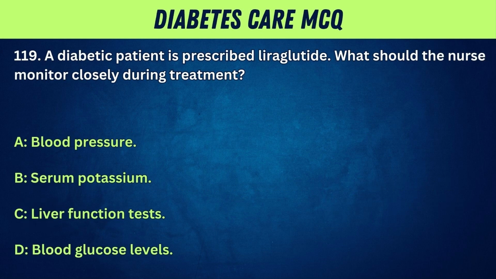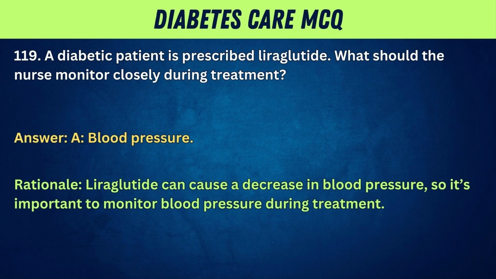119. A diabetic patient is prescribed liraglutide. What should the nurse monitor closely during treatment? A. Blood pressure. B. Serum potassium. C. Liver function tests. D. Blood glucose levels. Answer: A.